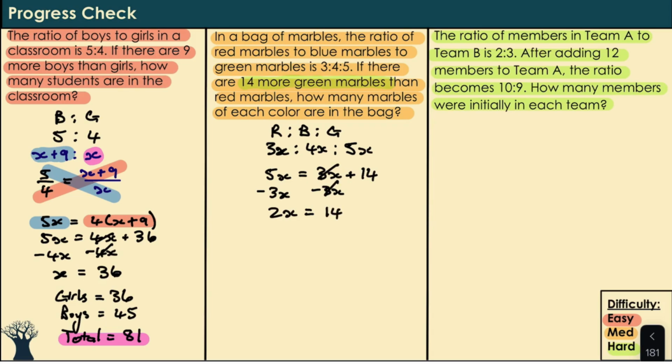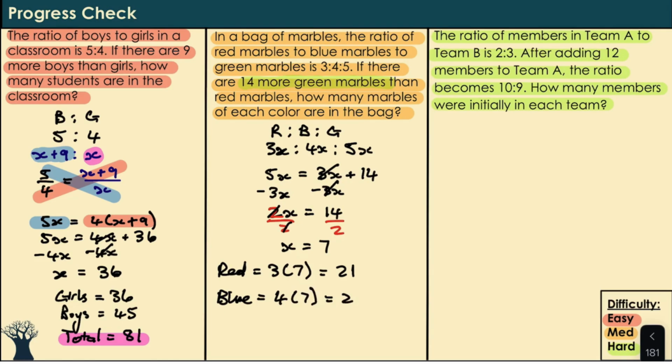The coefficient of x is 2. We divide by 2 on both sides. 2's cancel, x comes down, and we get 7. Now we can solve for each color. Our red was 3x, 3 multiplied by x, which is 7, so we get 21. Our blue was 4x, so 4 multiplied by 7, which is 28. And our green was 5x, 5 multiplied by 7, which is 35. And there we have our totals for each color.